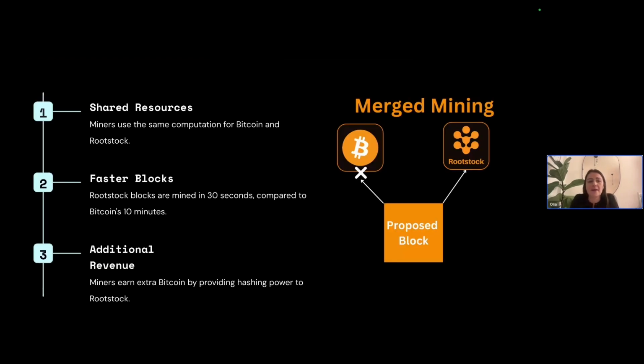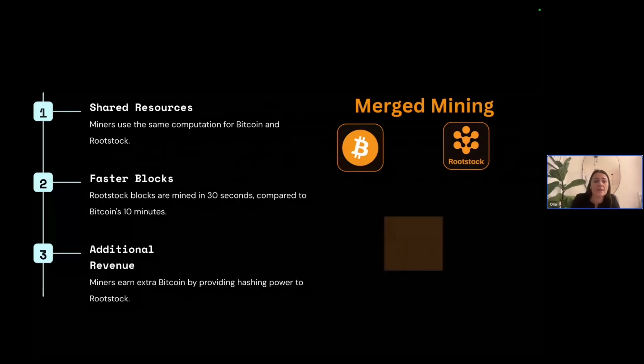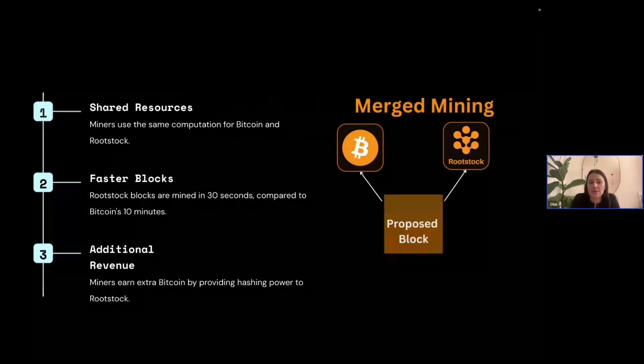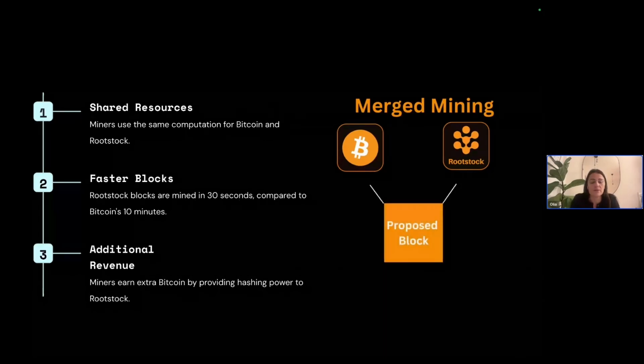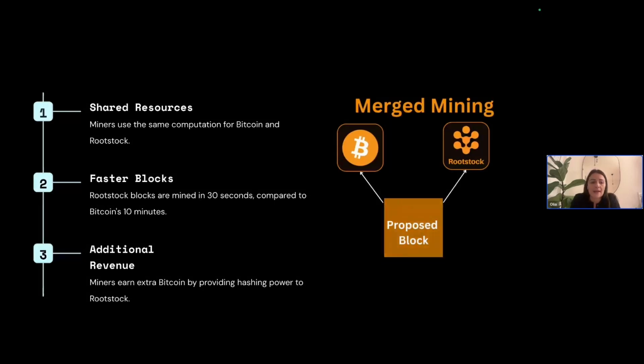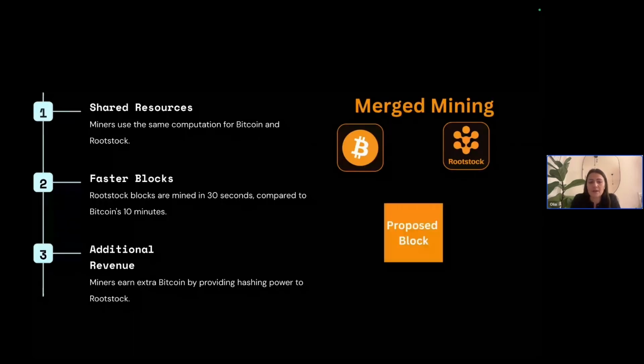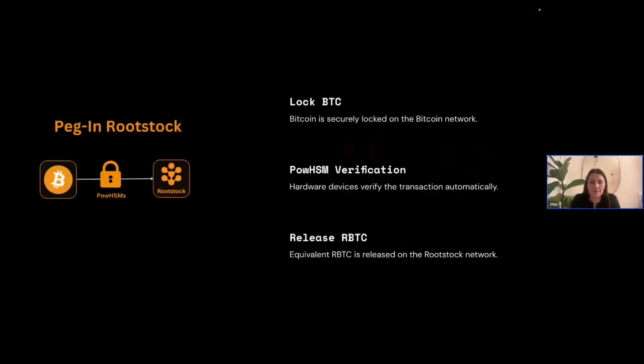So first of all, merge mining, the main points that we've touched on. Shared resources: miners use the same computation for Bitcoin and Rootstock. Faster blocks: Rootstock blocks are faster, around 28 seconds at the moment, I believe, compared to Bitcoin's 10 minutes. And the miners earn additional revenue by providing hash power to Rootstock.